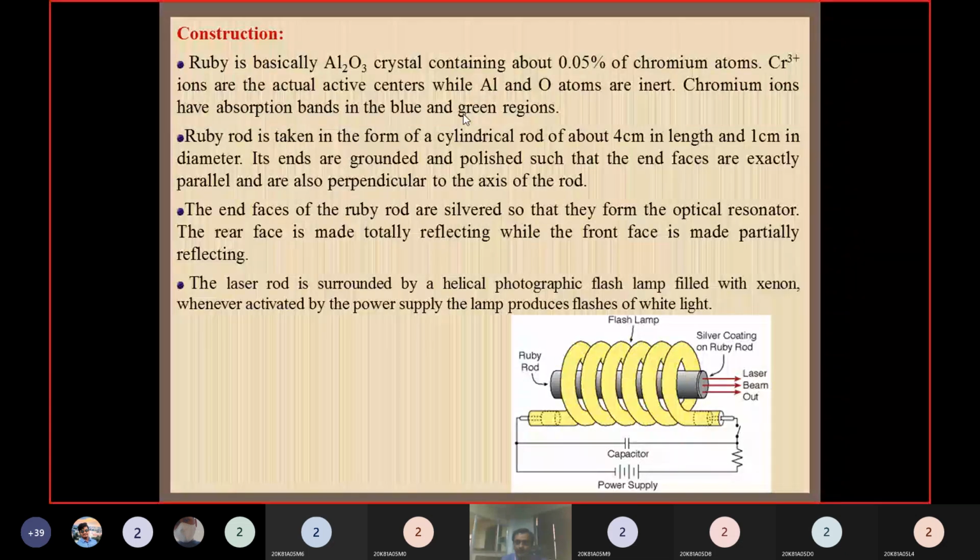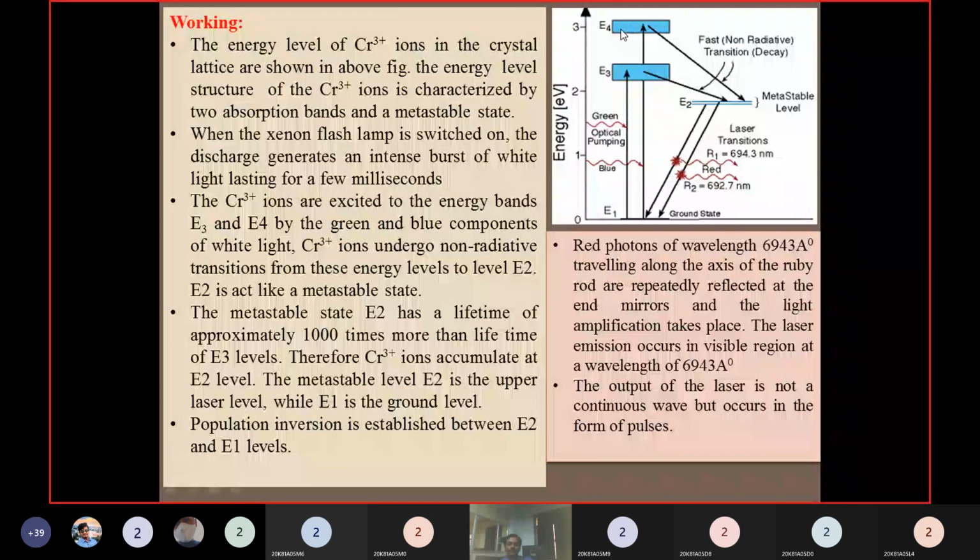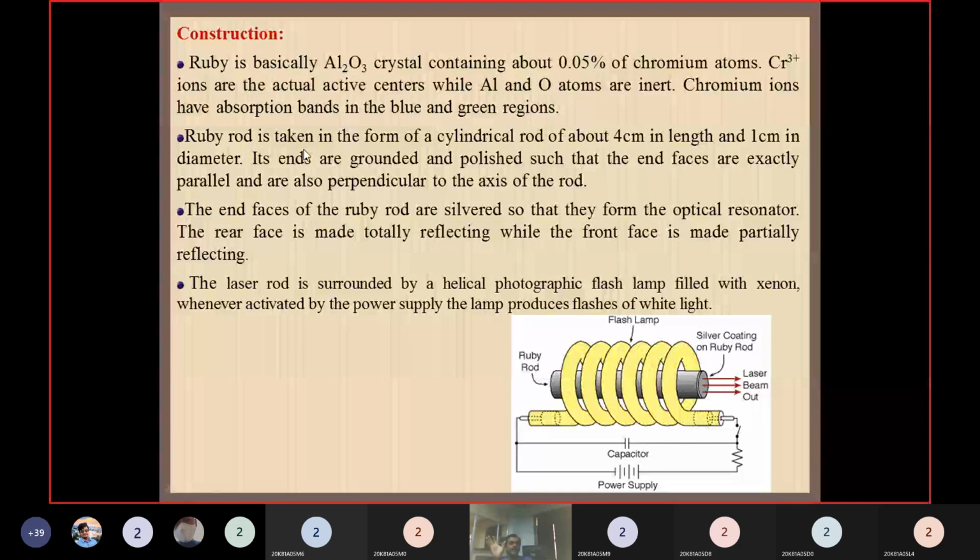Understood? Now coming to the ruby rod. It is taken in the form of a cylindrical rod, 4 centimeter in length and 1 centimeter in diameter. And one more thing here: we need an optical resonator to get the lasing action.